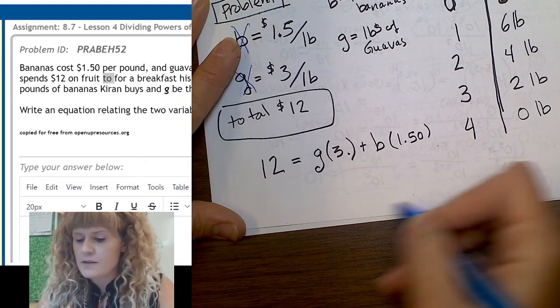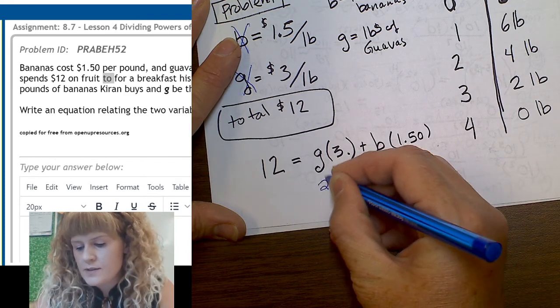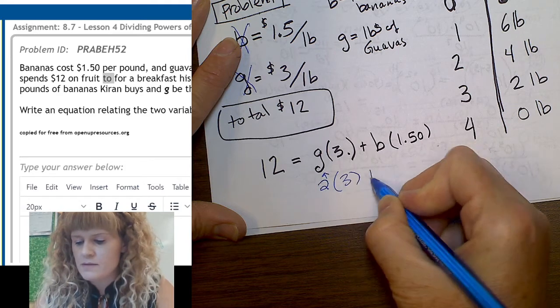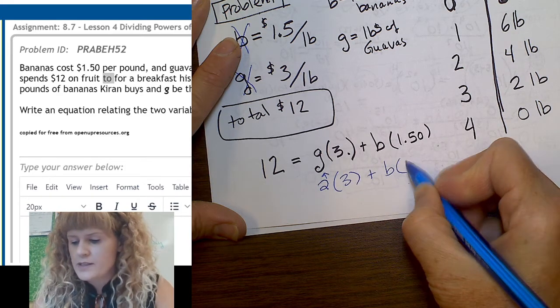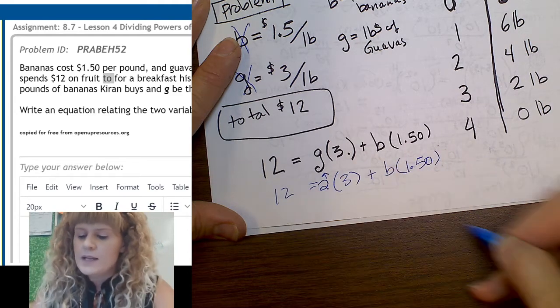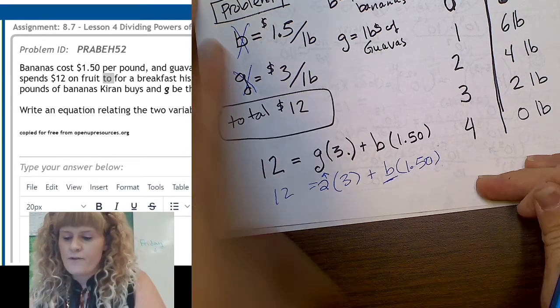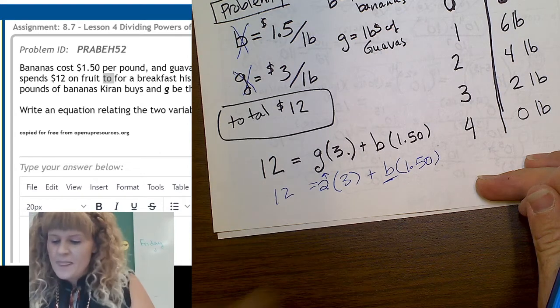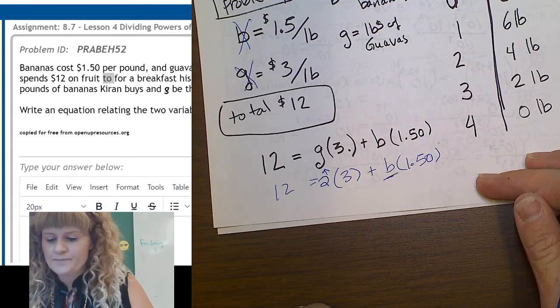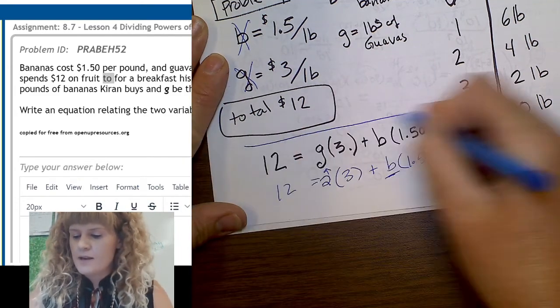Let's say Kieran buys 2 pounds of guava. Then you put in 2: 2 times 3 plus B times $1.50 equals 12. Now we can solve for B to get the pounds of bananas that Kieran can buy. Anyway, right here is your answer.